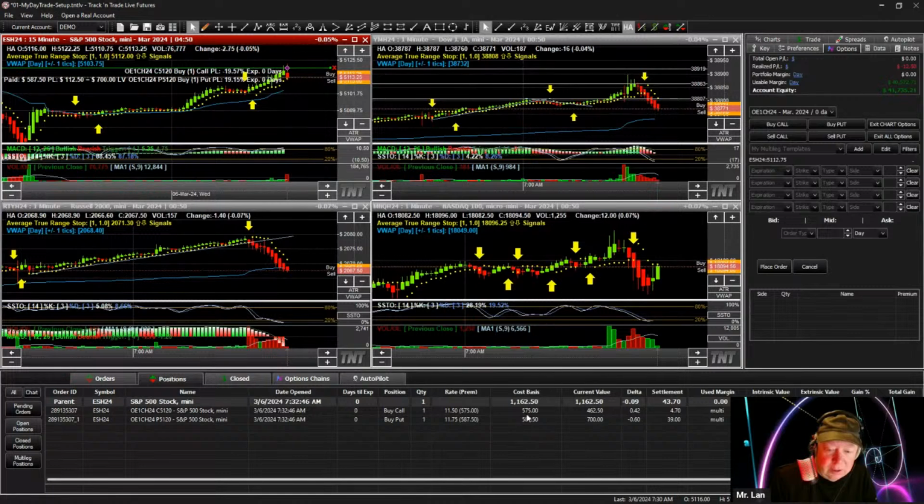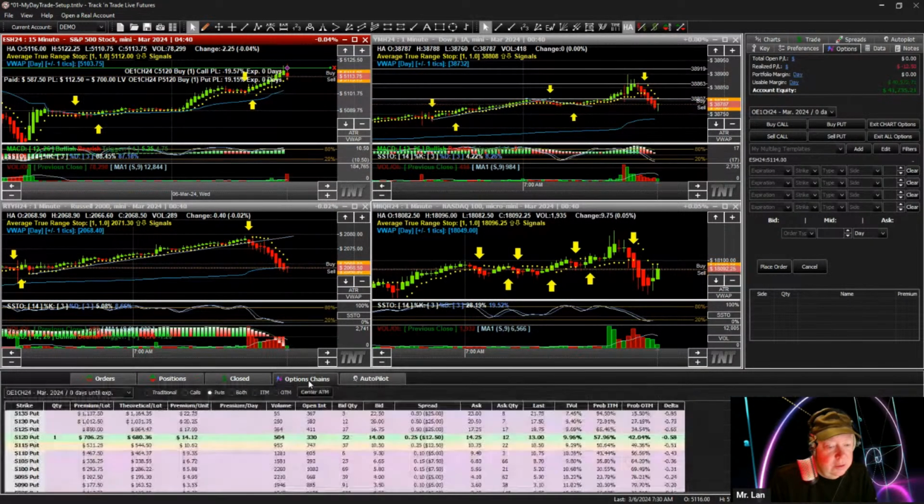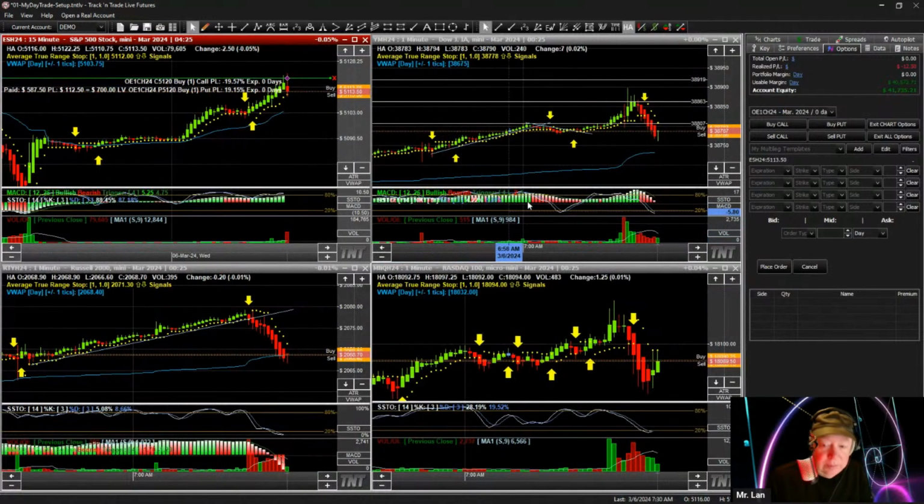What do we pay for it? $575 on the put. $587.50 on the put. So let's go see what it's at now. 567. So that's about right, I guess. It's just sitting there at 706.25. All right. Well, we'll just let it go. It's just sitting there, being equal profit to loss on that one.